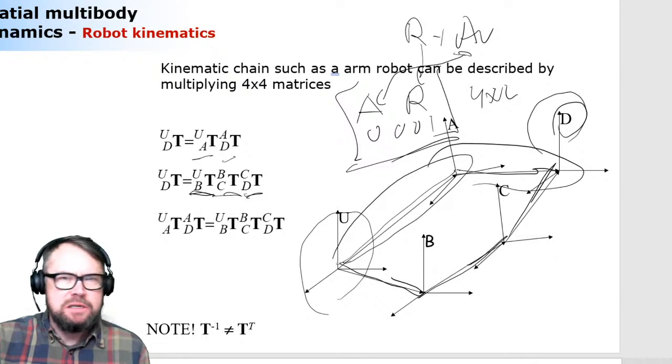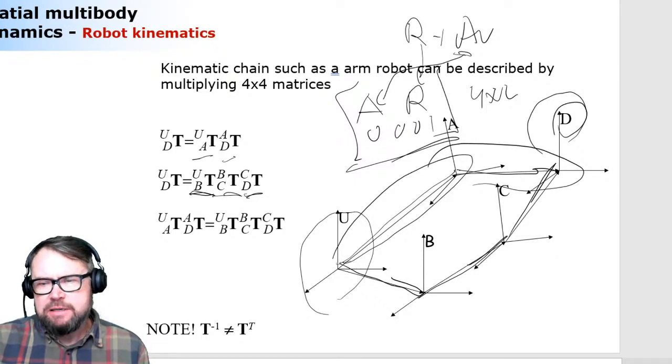How it goes in practice, that's what we're going to practice next. That's what we're going to exercise next.